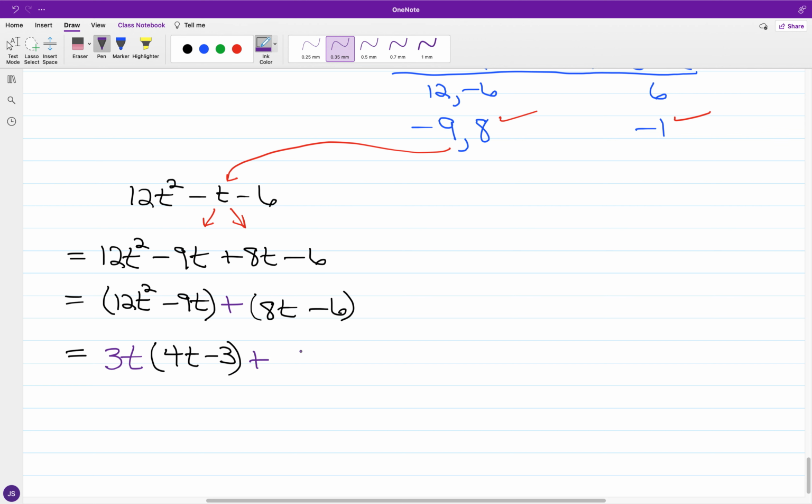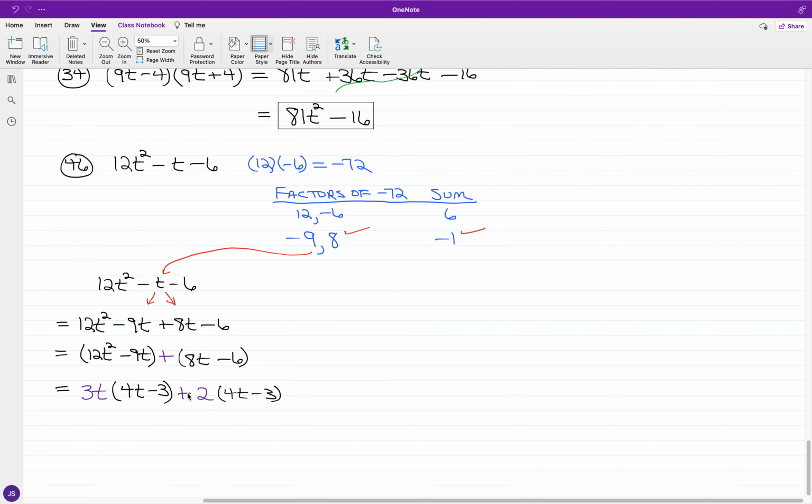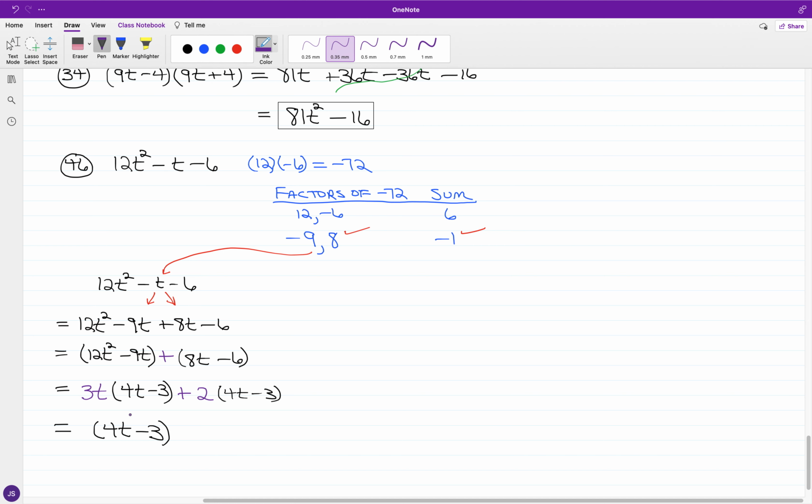And bringing down the plus, the greatest common factor of 8t minus 6 is just a number, and that is going to be 2. And 2 will go into 8t minus 6, which will be 4t minus 3 times 2. And so, all in all, you have a shared binomial factor of 4t minus 3. And the other factor will stem from the outside terms and operation, with the greatest common factors and the operation outside being addition. So we have 3t plus 2. Okay, so those would be our two factors.